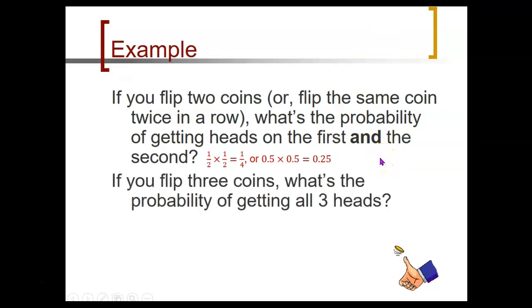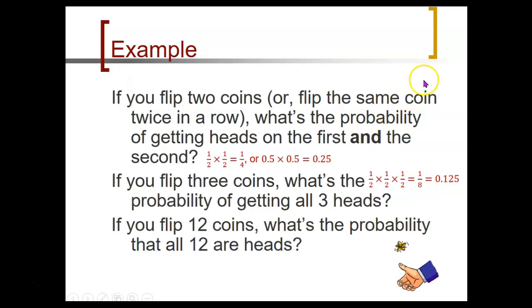If you flip 3 coins, what's the probability of all 3 of them coming up heads? That means you get heads on the first flip and the second and the third. So we multiply 1/2 times 1/2 times 1/2. That comes out to be 1/8, or in decimal, 0.125.